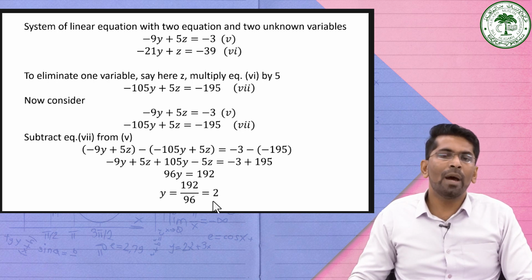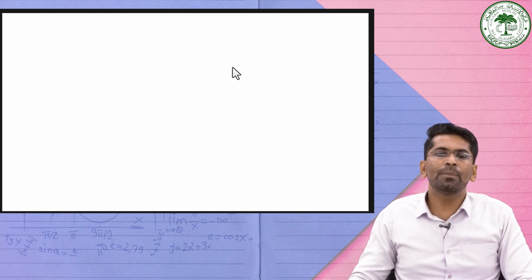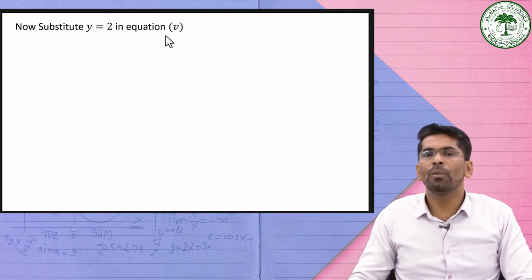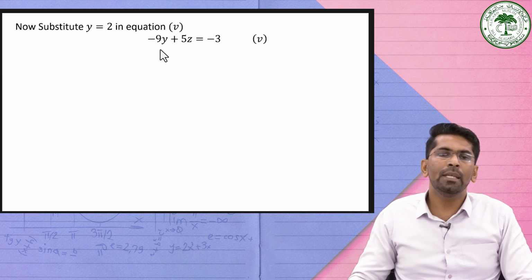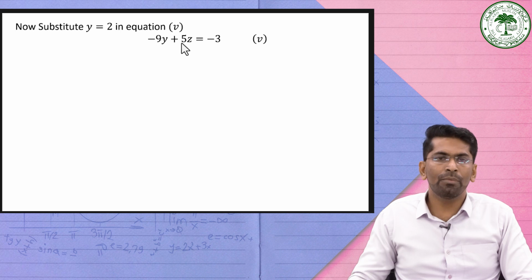When the value of one variable, that is y, is equal to 2, then we can substitute this value in any one of the equations, that is equation number 5 or equation number 6. See, we are going to substitute here the value y equal to 2 in equation number 5. It will become, see, this is equation number 5, that is minus 9y plus 5z is equal to minus 3. Now instead of y, I am going to substitute 2.